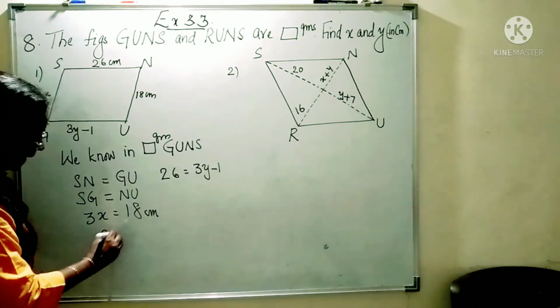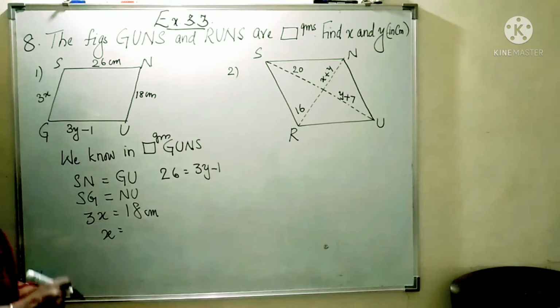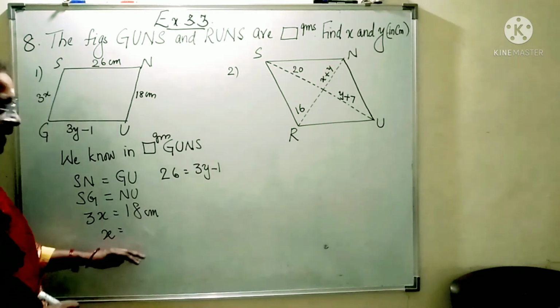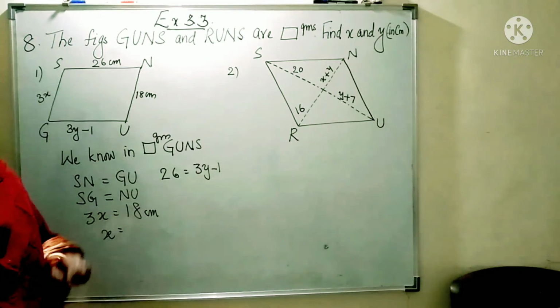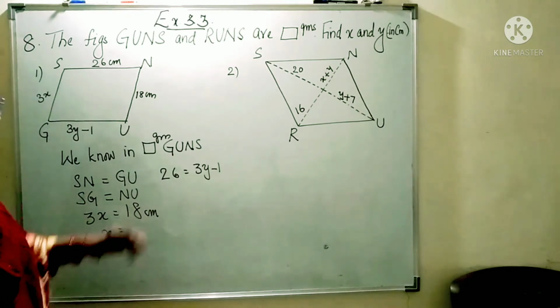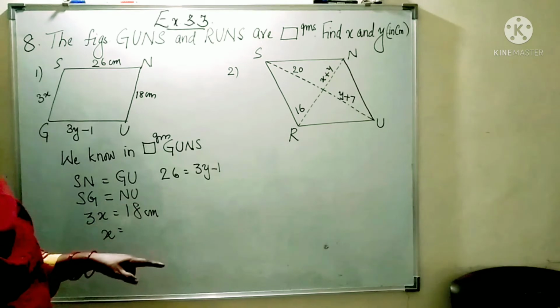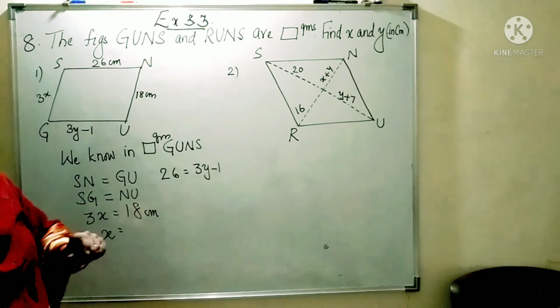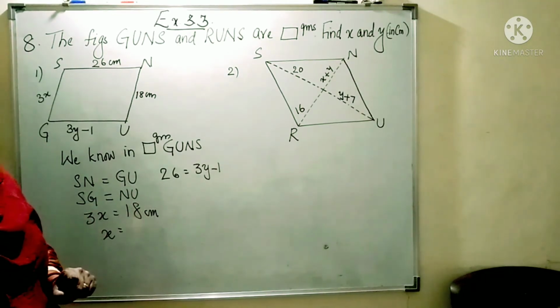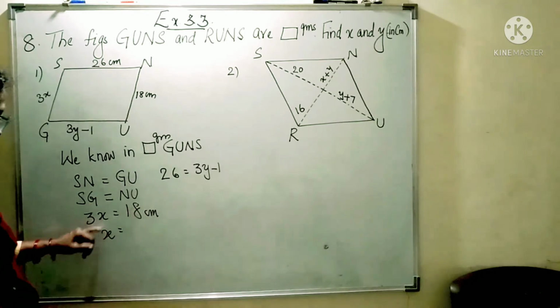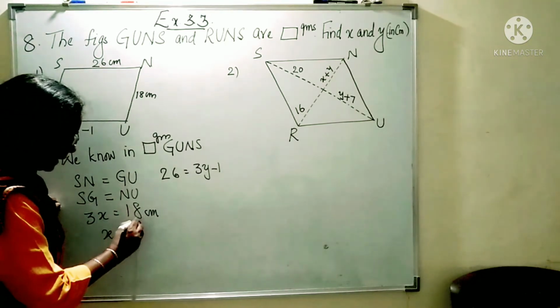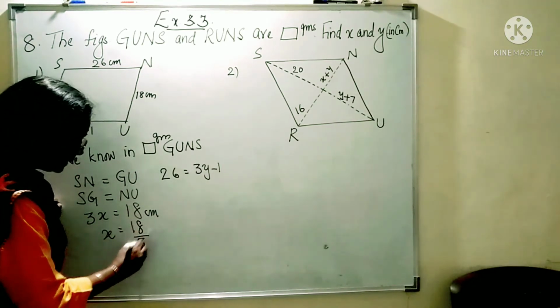So what will be x? Which property are we using? Are we using here properties of a parallelogram? No, we are solving equations. Till this point we used the property of a parallelogram. Now we are going to use solving equations in one variable. So x is equal to 18 upon 3.